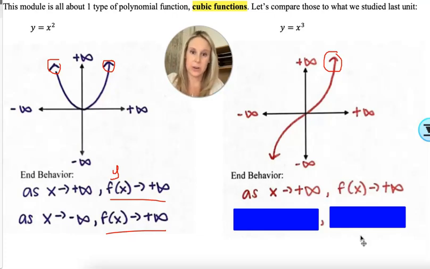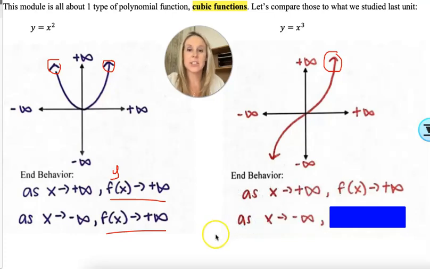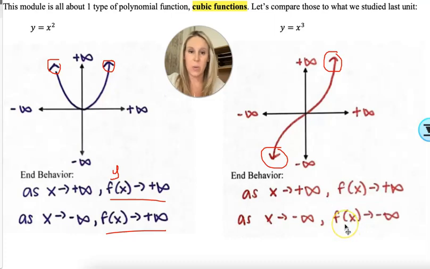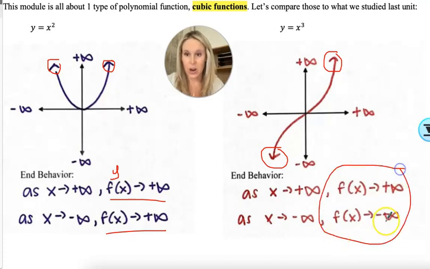Now let's check the other one. So let's try as x goes to negative infinity. So again, those will always be in your problem. Negative infinity, x is the same thing as saying your left arrow. So what is my left arrow doing? My left arrow is pointing down. Therefore, my f of x values, or my y values, will go to negative infinity. So fun fact, cubics are going to have opposite answers to end behavior because they are pointing opposite ways.